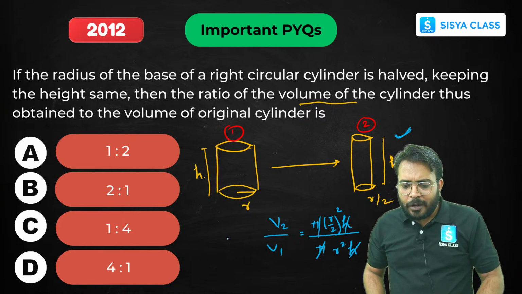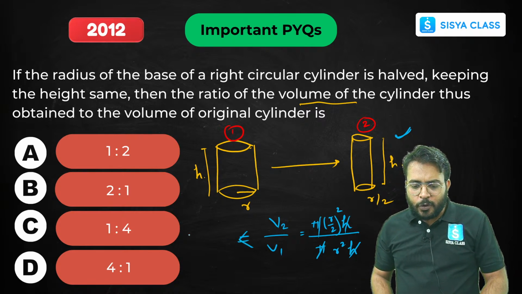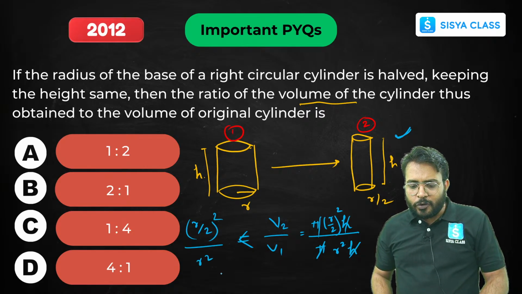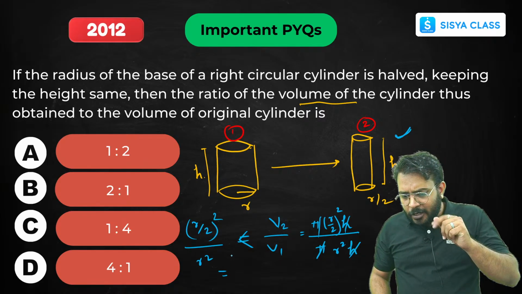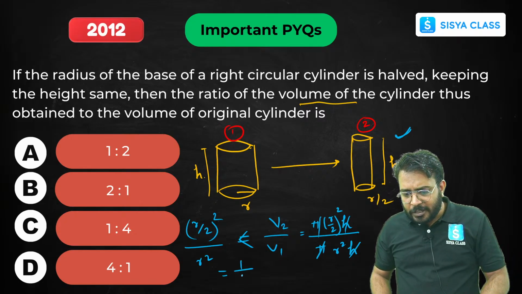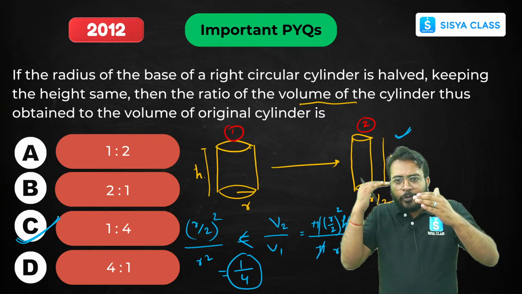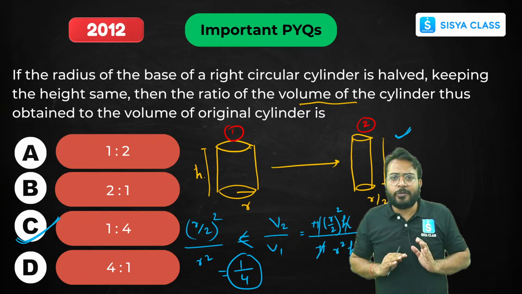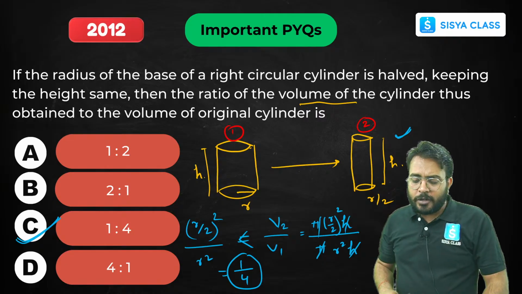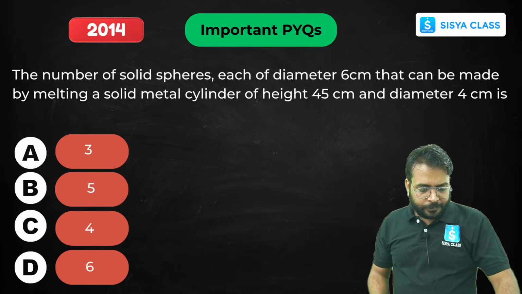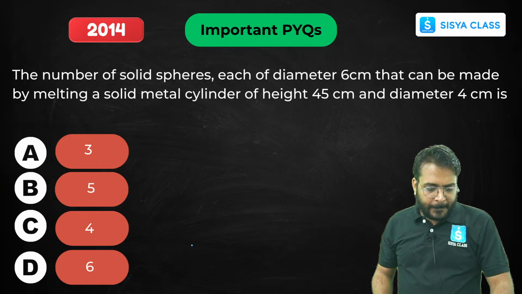What you are having now is r by 2 whole square divided by r square, yes or no? So when you solve this, what are you going to get? You are going to get 1 by 4, okay. You can solve this and you will get 1 by 4. 1 by 4 means the answer is going to be 1:4. Volume of your second cylinder divided by volume of your first cylinder, the answer is going to be 1:4, all right. Okay, one more question. Fine.